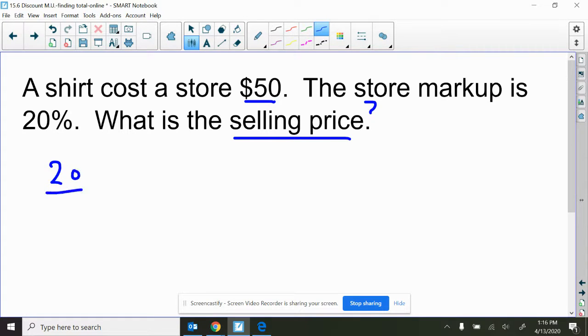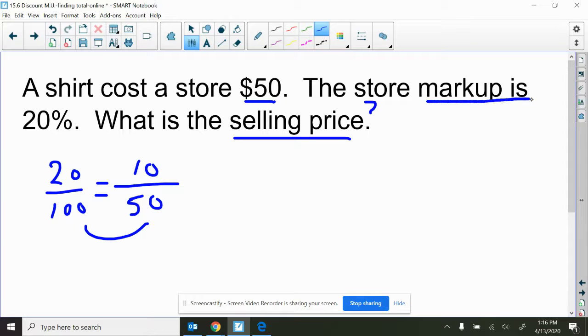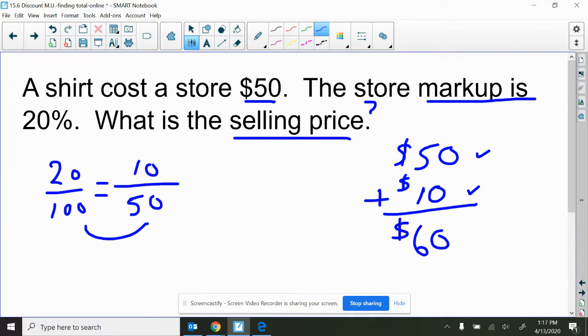So we can set up a quick proportion, 20 over 100 for 20%. Our total cost is 50. So in order to solve this, well, we're just dividing by 2, so that would be 10. So $10 represents the markup. So the original cost is $50. Their markup is $10. So when they finally sell it to you, $50 what the store paid, $10 is how much they're raising the price, $60 would be the new price for the selling price for the shirt.